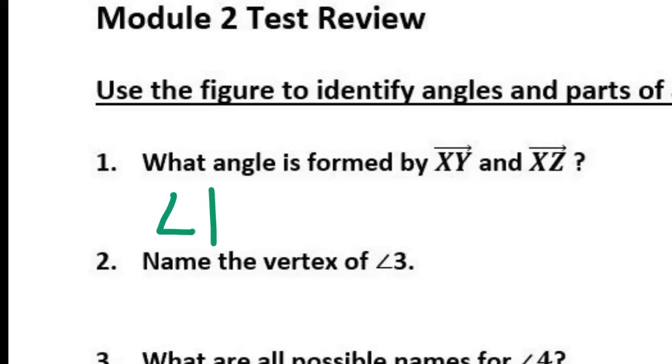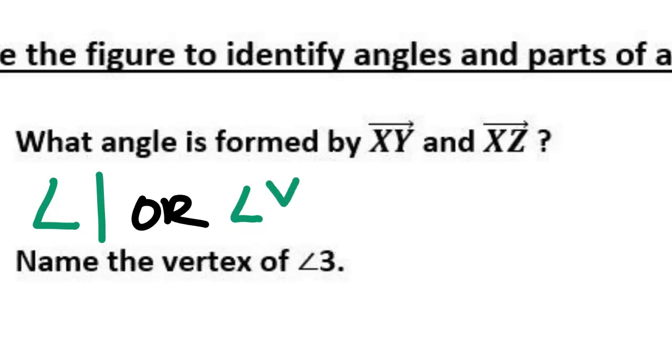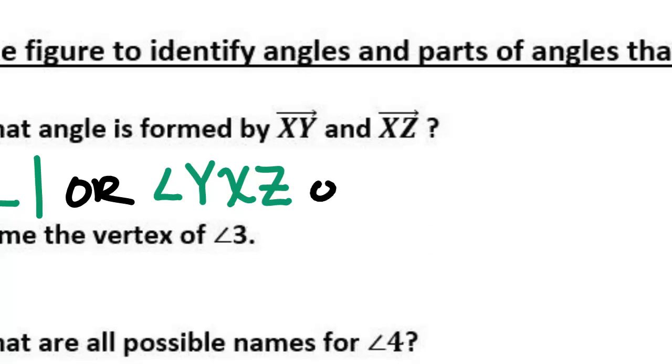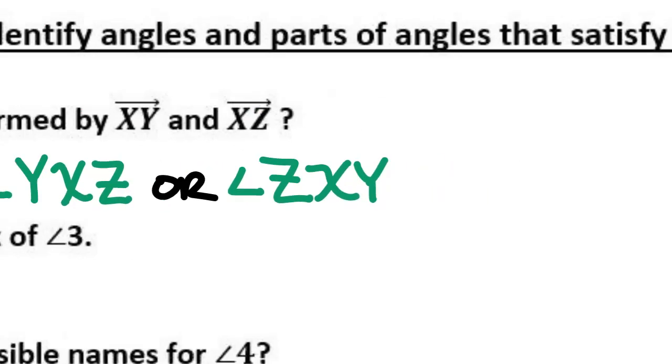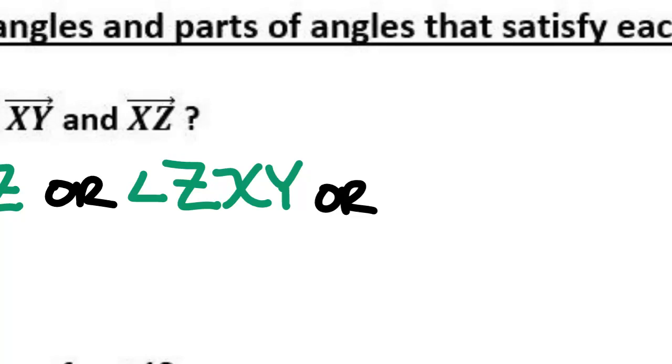So that is one possible name for this angle. We could also call this angle YXZ. Or we could turn that around and do ZXY. There is one other variation that we could take and turn around. On ray XY right here, there is another point. There is point V. So this angle right here we could call VXZ.